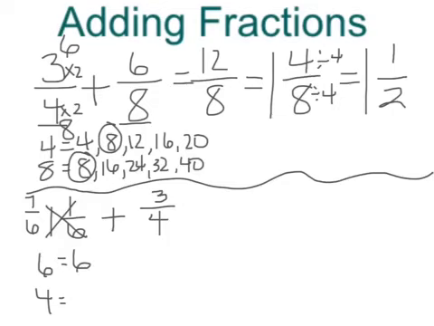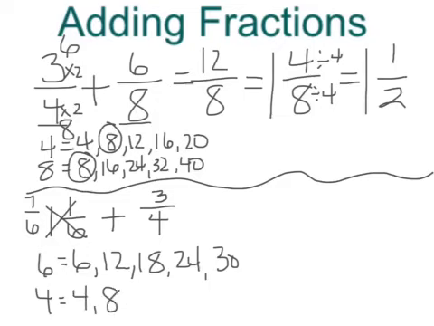6 times 1 is 6, then 12, 18, 24, and 30. Remember, I am listing the first 5 multiples only for now, unless I need to go further because there isn't one that matches. The first 5 multiples of 4 are 4, 8, 12, 16, and 20. If we look at both of these lists, you will notice that there is a matching multiple already.